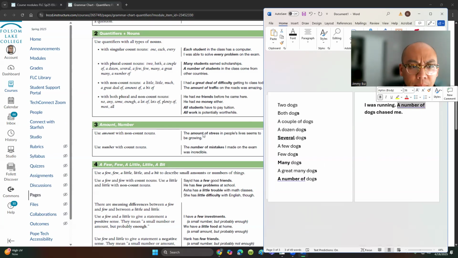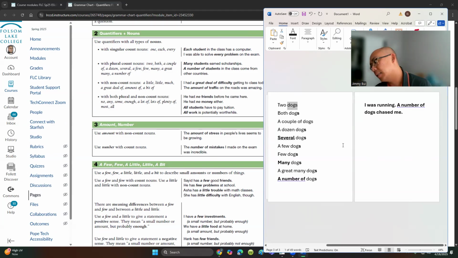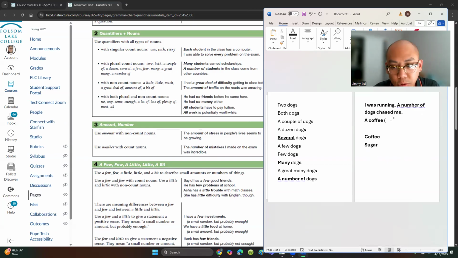And so these cannot be used with non-count nouns, right? Unless they have a measurable form. In the past video, I believe we talked about coffee and sugar. These are not countable, right? But sometimes a coffee is used as a countable form because it has a container, a cup of coffee. Grammatically, it's a little more difficult to understand.